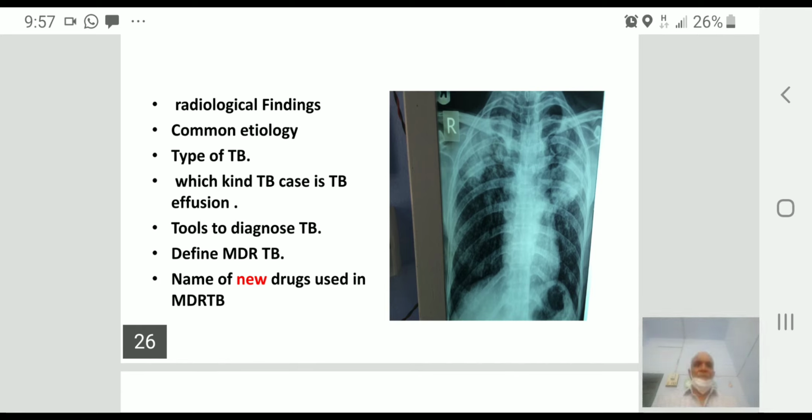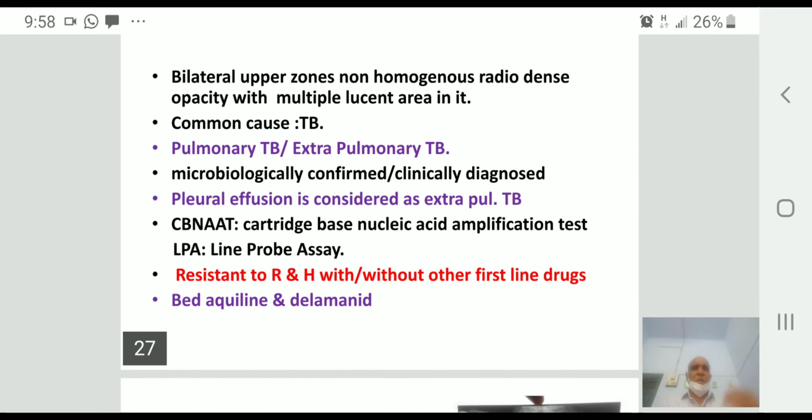Radiological finding: there are multiple patchy radio dense opacities in both upper zones. It favors tuberculosis. Most common cause is tuberculosis. Type of tuberculosis is pulmonary TB or extrapulmonary TB.